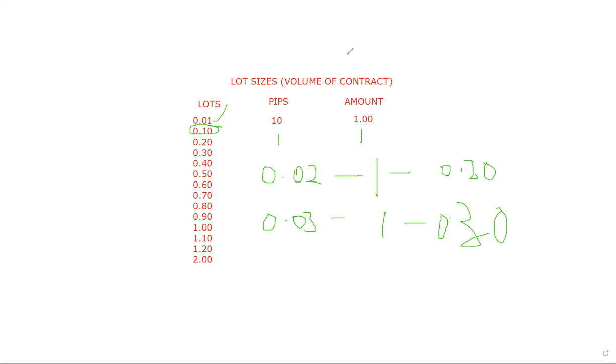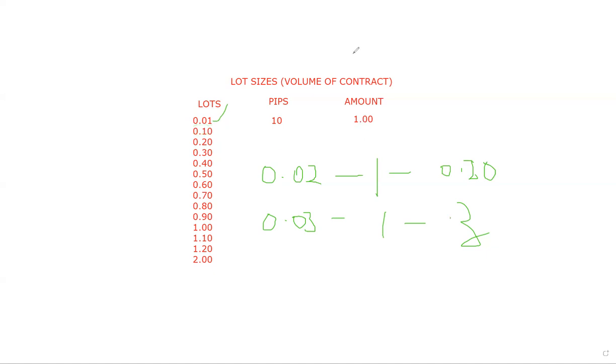So with 0.10, 1 pip will give you $1. 2 pips will give you $2. 3 pips will give you $3. 4 pips will give you $4. 5 pips will give you $5. 6 pips will give you $6. 7 pips profit will give you $7. 8 pips profit will give you $8. 9 pips profit will give you $9. And 10 pips profit will give you $10. The same way, if it's a loss, it's going to be the same. If you lose 1 pip, you are going to lose $1. 2 pips loss will be $2. 3 pips loss will be $3. 4 pips loss will be $4, in that order.